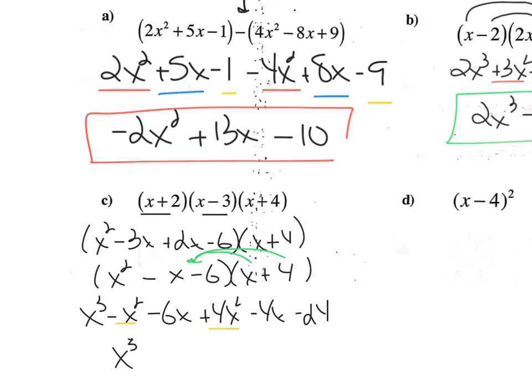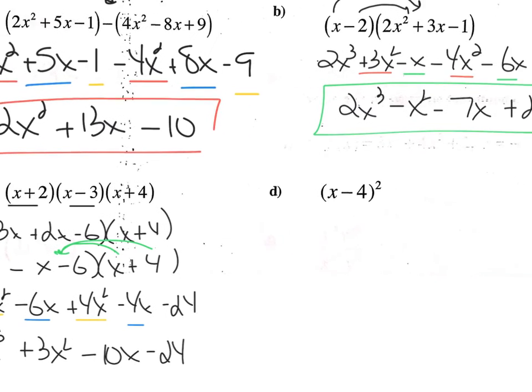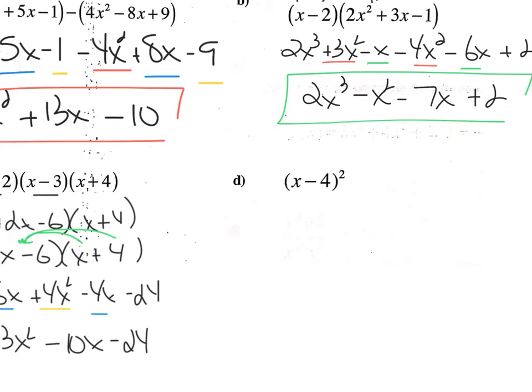I got -x squared, positive 4x squared, that's positive 3x squared. -6x, -4x, that's -10x. And I got the minus 24 at the end. One more here. Two methods you can do this one.